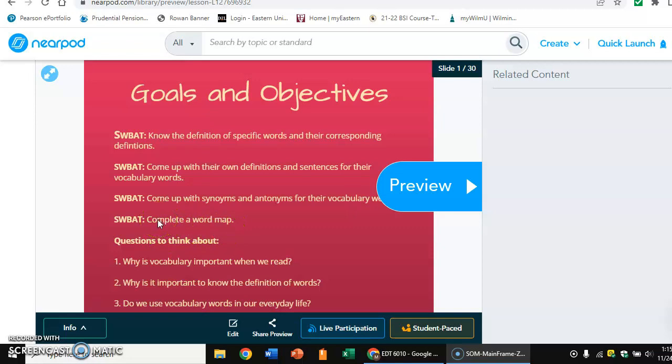Some questions to think about today as we're going over our vocabulary words are the following. Why is vocabulary important when we read? Why is it important to know the definition of words? And do we use vocabulary words in our everyday life? Think about these three questions periodically as we go through today's lesson.